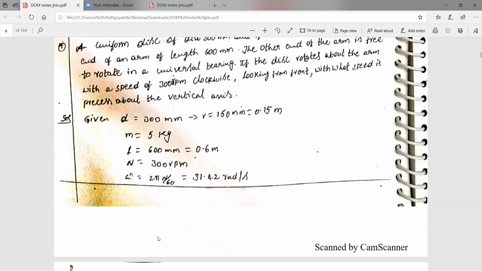Just make the calculation. That is also very important, not only to directly paste the matter. You should also make some calculation.